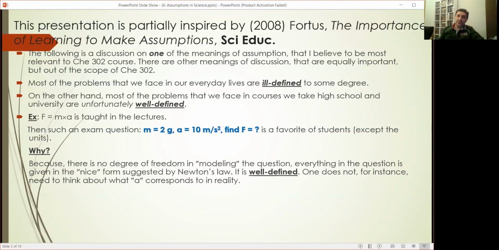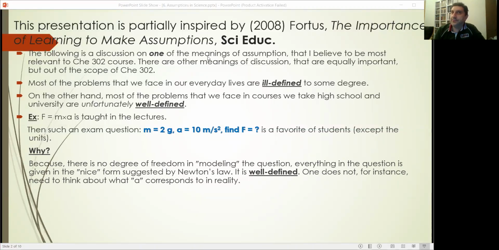Because there's no degree of freedom in modeling the question. Now, that's an important concept. The question itself, we have to model in our mind how the information in the question can be converted into a solution procedure. It is very easy here because everything is very well defined.